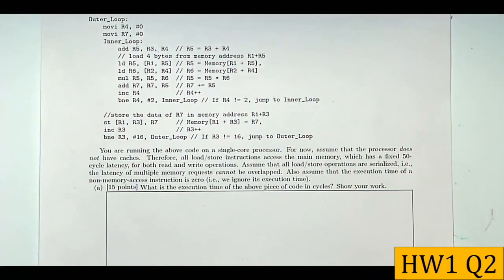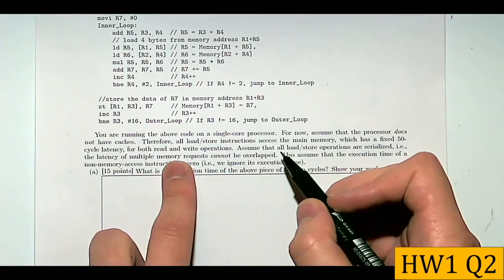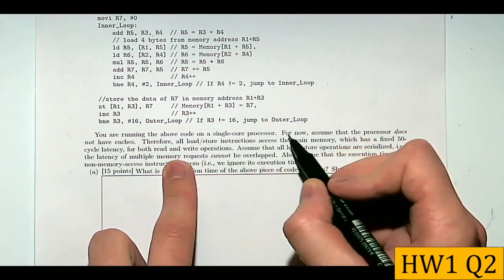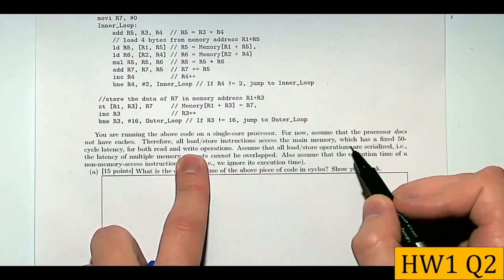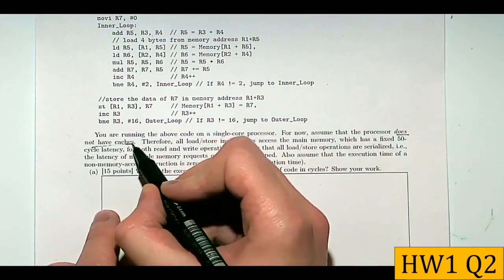I think it will be easier if you do so too, because first trying to understand the code might be more difficult if you don't know what to answer. Okay, it makes more sense to first read the question. So here it further says that we have a single core processor that executes this code, and this processor does not have any caches.